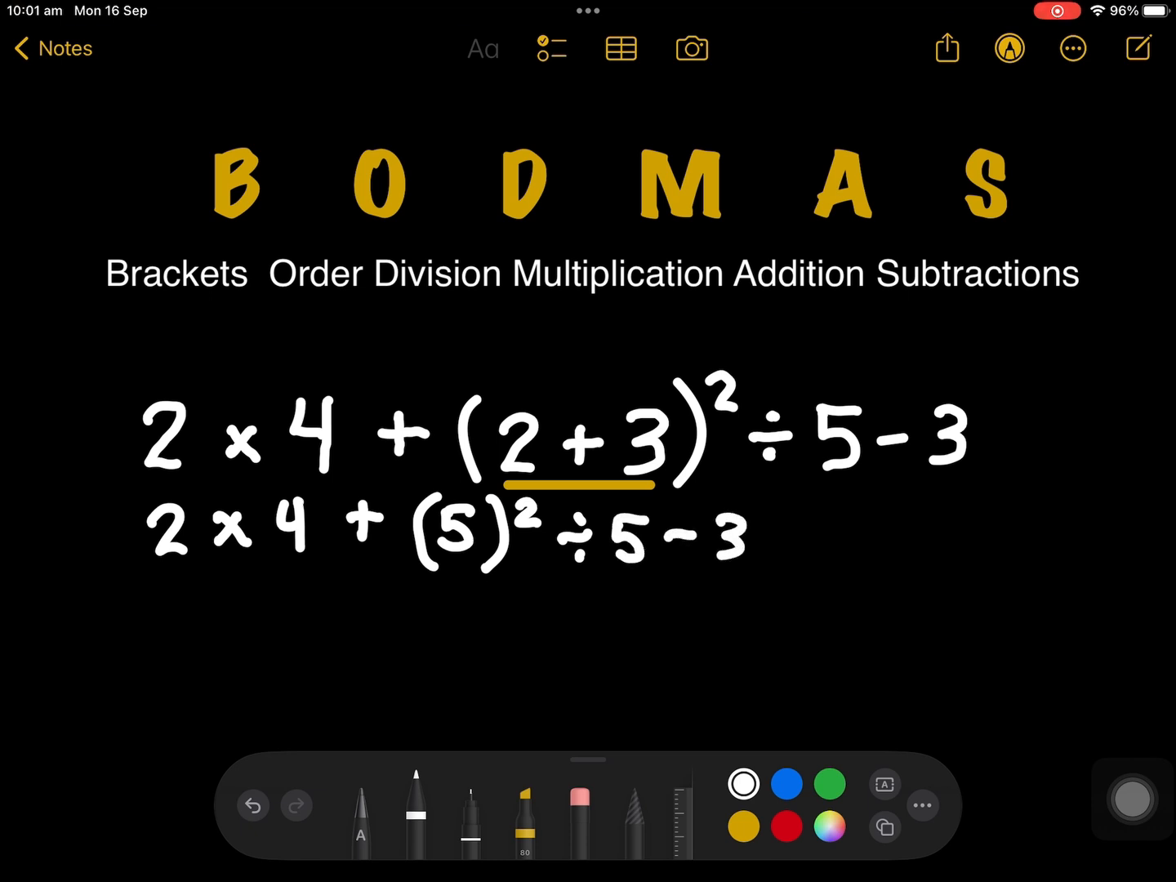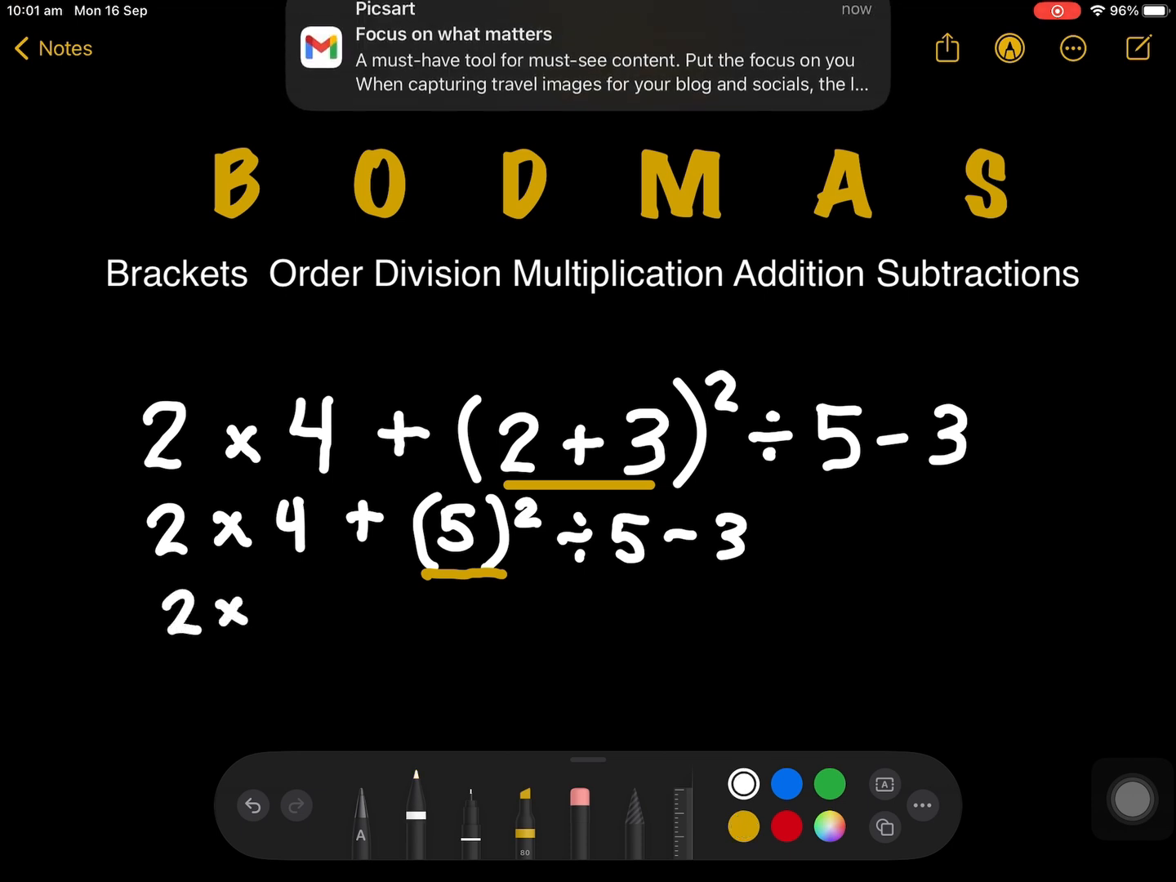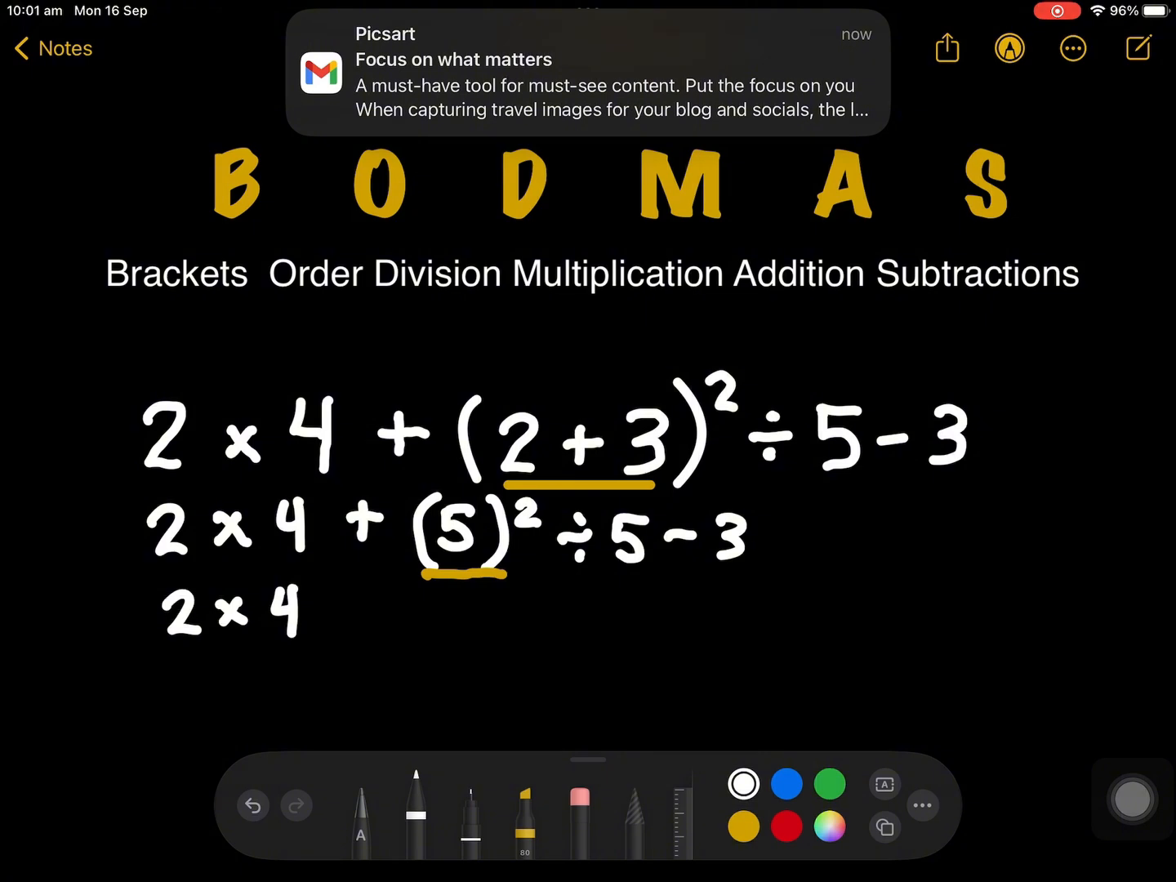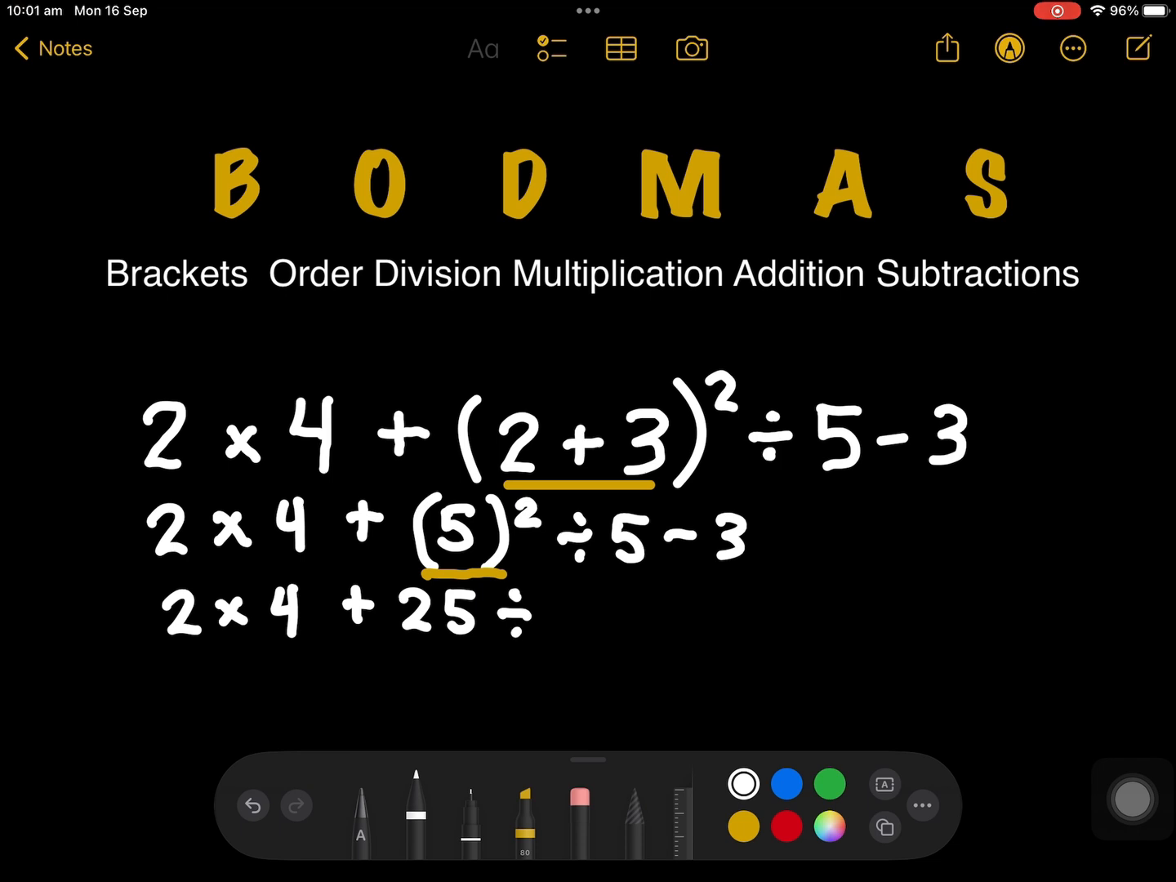Next is the order. Order is also known as the power. So we have to simplify 5 squared. So copy 2 times 4 plus 5 squared is 25. So it means 5 times 5. That is 25 divided by 5 minus 3.